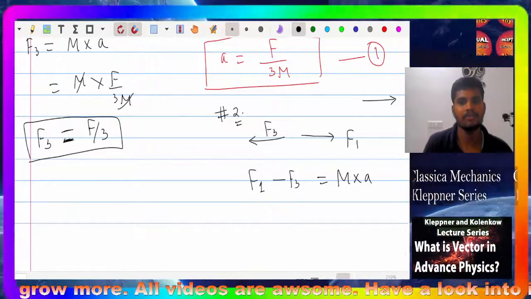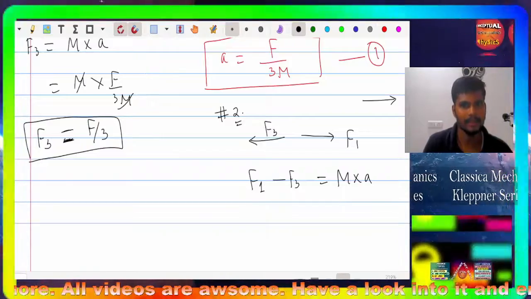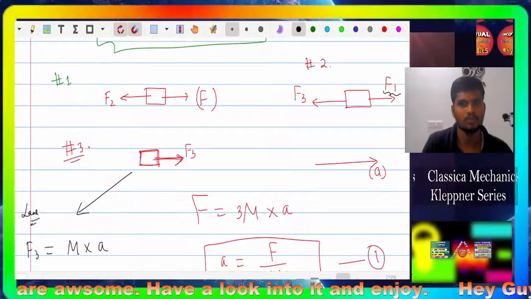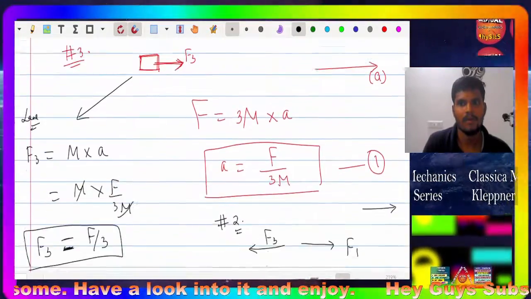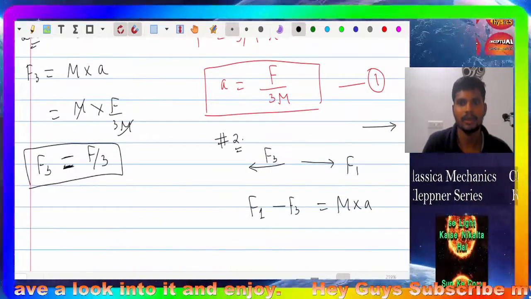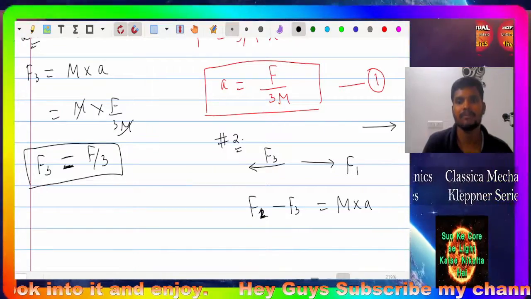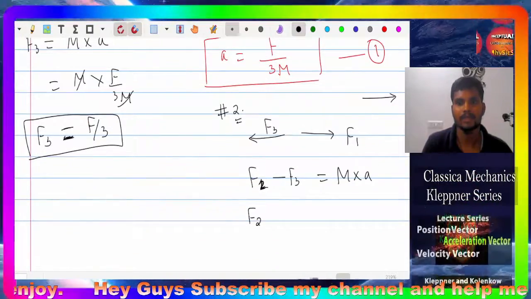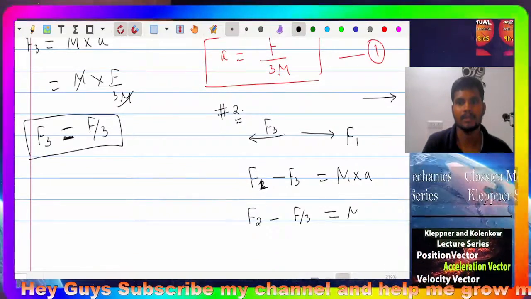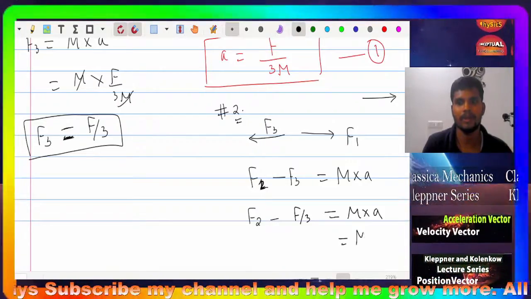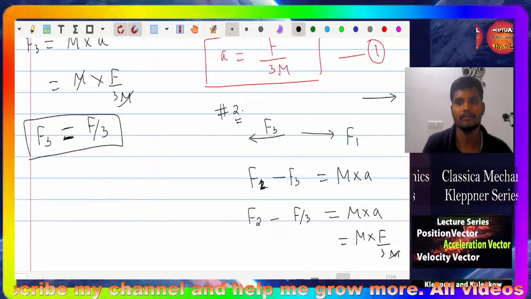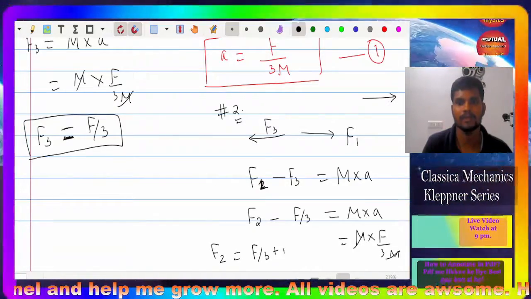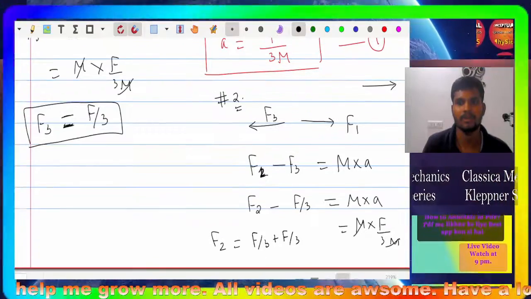Now what is F1? It is actually F1 is how much? F1 is nothing but F2. So F2 minus F3 is m into a, and therefore F2 minus F by 3 is m into a, and a we already know is F by 3m. m cancels out. So F2 is equal to F by 3 plus F by 3, which is going to give you 2F over 3.